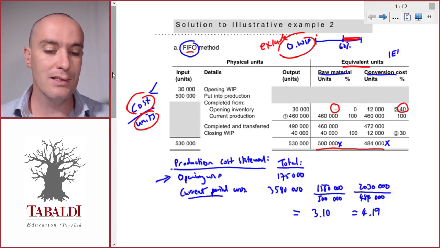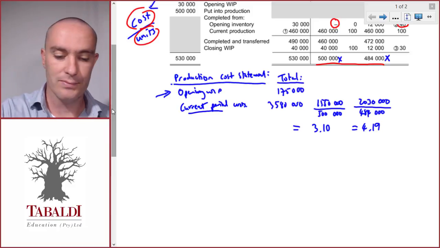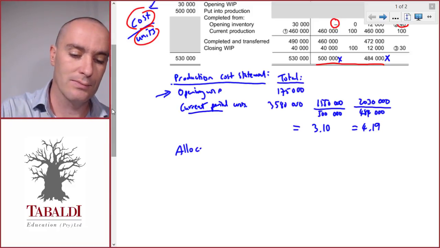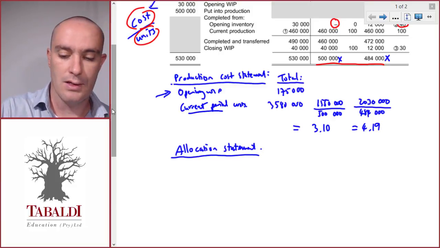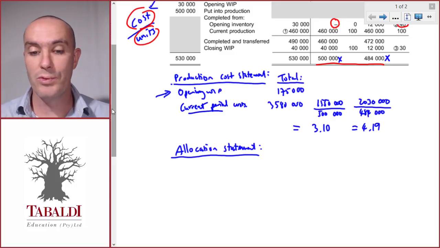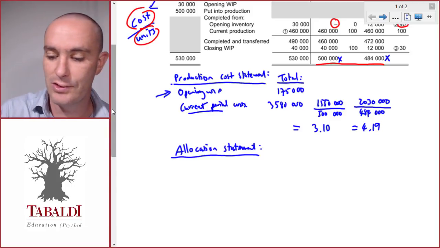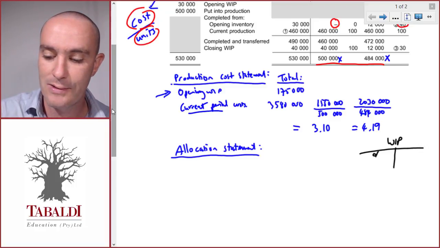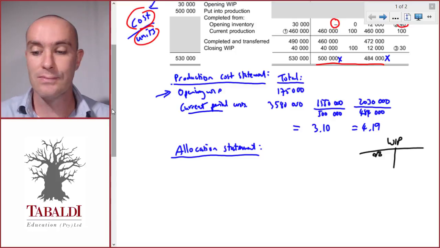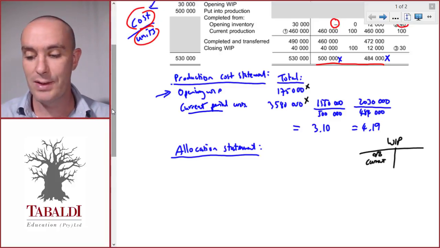Next, we need to allocate these to our different types of inventory, our finished goods and our closing work in process. So that would be in our allocation statement. So when we look at finished goods, what is included in finished goods? So the best way is to think of a T account. So work in process starts off with an opening balance. So that's our opening work in process. Then we add our current period costs to it. So opening work in process was the 175 and the current period cost is the 3.58 million.